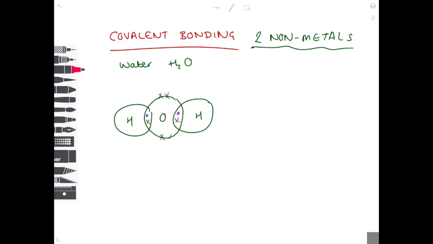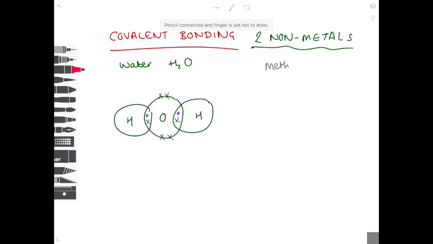4, 5, 6. And now double check and see that they're both full. Oxygen now has 8 electrons in its outer shell. Hydrogen only has 2, but that's fine, because remember the first shell only needs 2 to become full. So that is now a perfectly completed covalent bonding diagram.